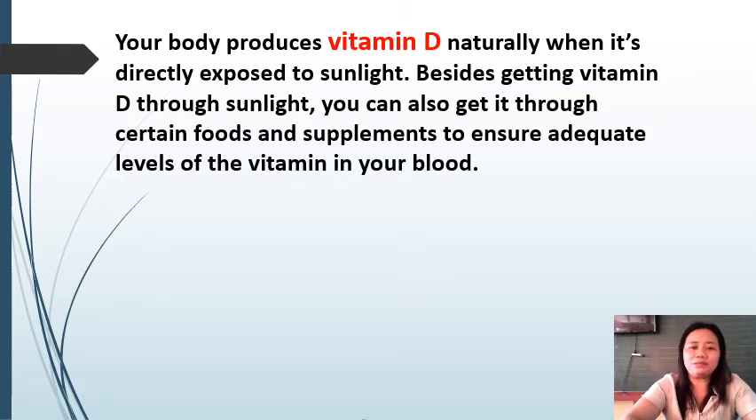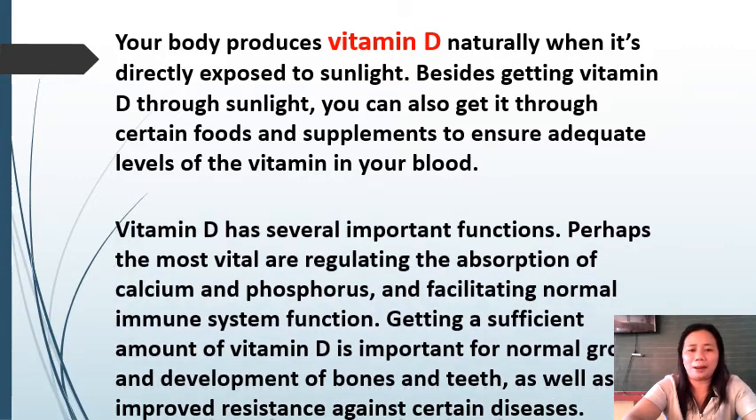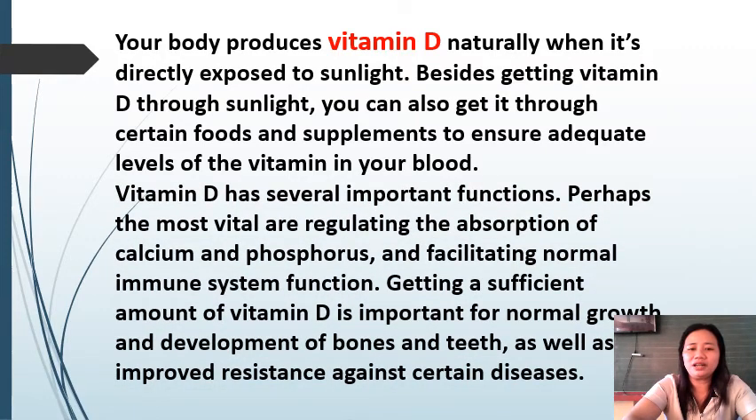Besides getting vitamin D through sunlight, you can also get it through certain foods and supplements to ensure adequate levels of the vitamin in your blood. Vitamin D has several important functions. Perhaps the most vital are regulating the absorption of calcium and phosphorus and facilitating normal immune system function. Getting a sufficient amount of vitamin D is important for normal growth and development of bones and teeth, as well as improved resistance against certain diseases.